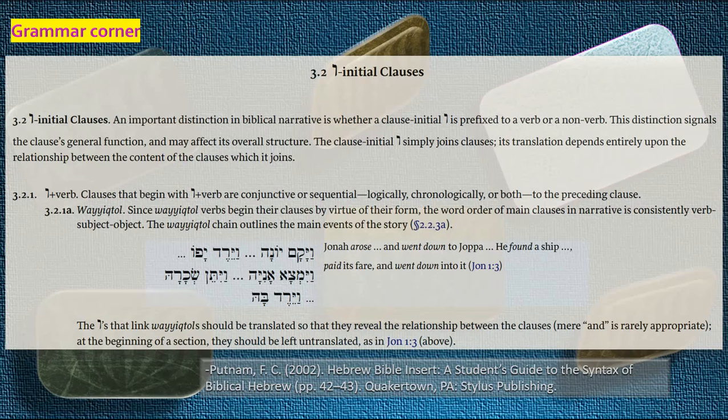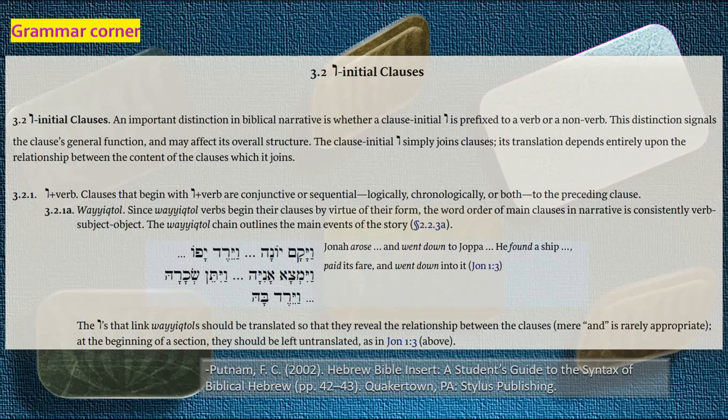Oftentimes we have a Vav consecutive or Vav conversive, but let's just look a little bit deeper at what's happening here, okay? So this is usually in a narrative. We're hearing a story or a sequence of events or some history, something that happened. It's either logical or chronological or both. And so the actual scholars will oftentimes call this the Vayiktol form, and you probably heard me say this. Vayiktol. So you've got your verb, usually Vayiktol, those are the vowels, although some of them change, like this is a hollow verb, so it's different.